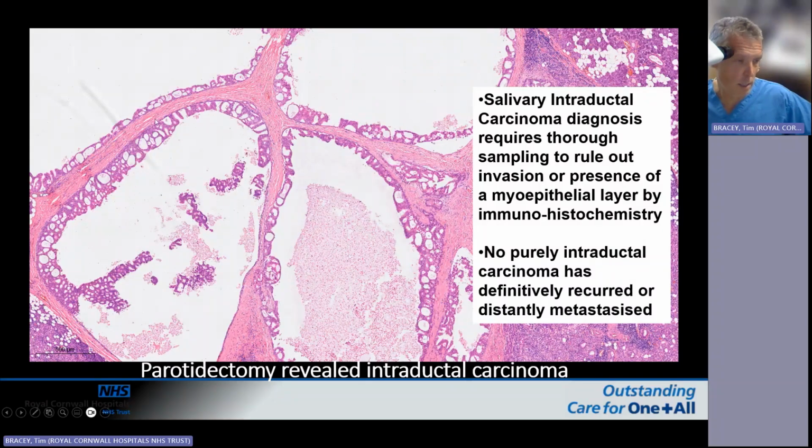So this, you can see it really closely resembles DCIS in the breast, which I haven't seen for about 10 or 15 years, but I'm told that it looks like it. It requires thorough sampling to rule out invasion and the presence of a myoepithelial layer. So this is contained within a myoepithelial investing layer. And although even when it's high grade, it tends to behave in an indolent fashion.